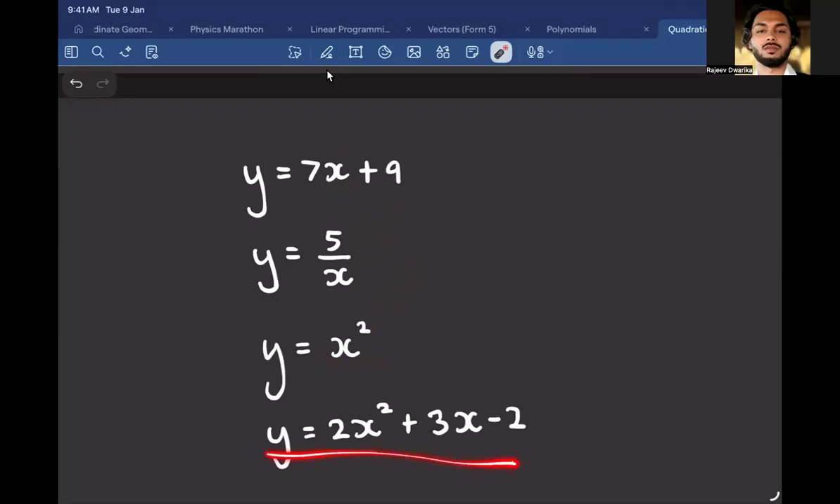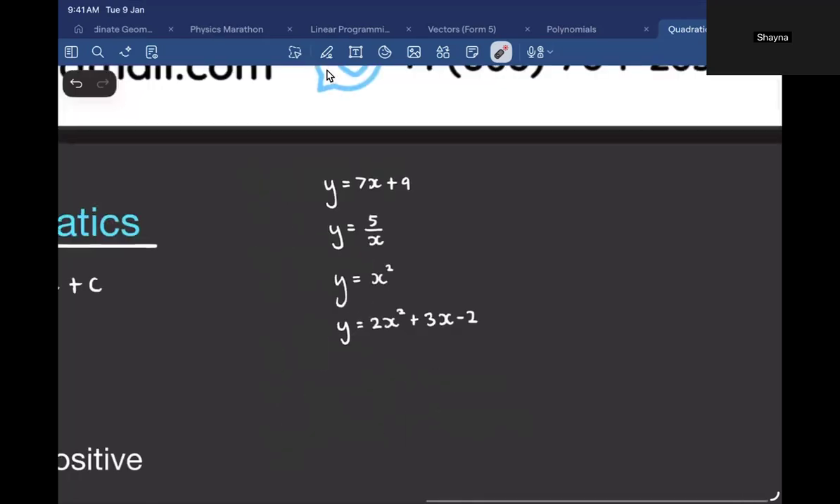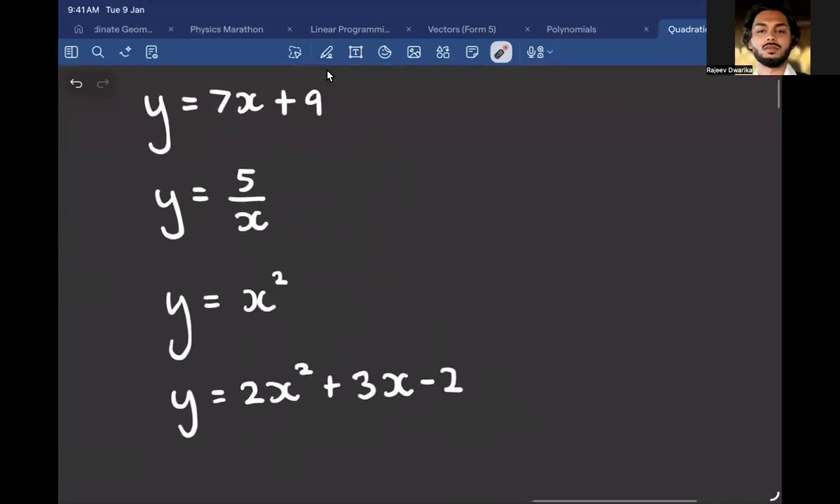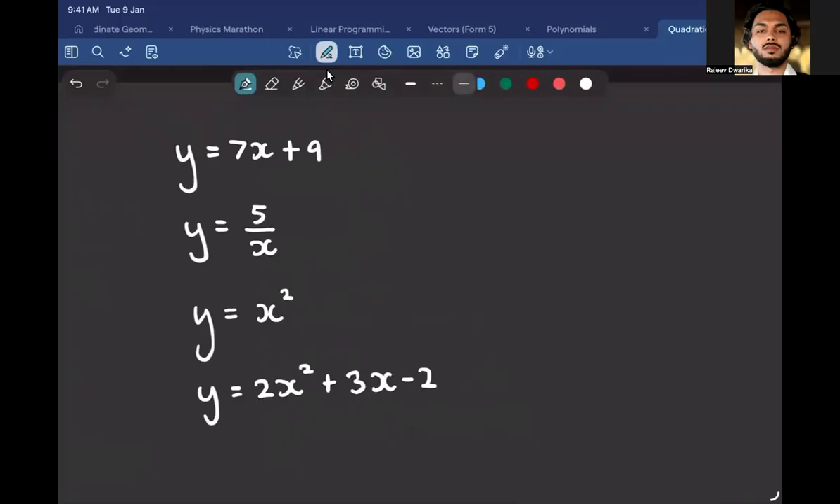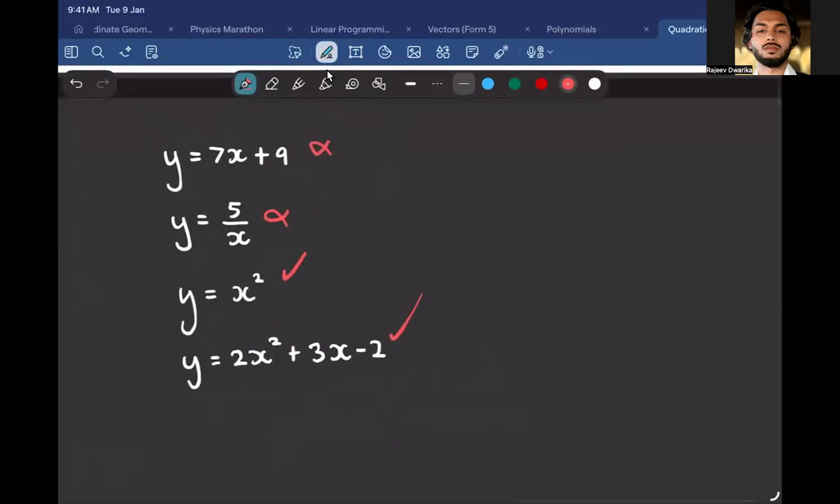What about this one? Is that a polynomial? Yes. Specifically a trinomial. But it's also a what? Quadratic. Exactly. Are we okay with that, Shana? Yes, sir. So this is an imposter. And next exercise.